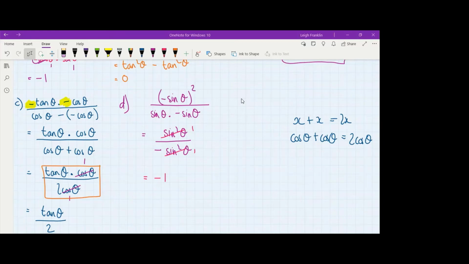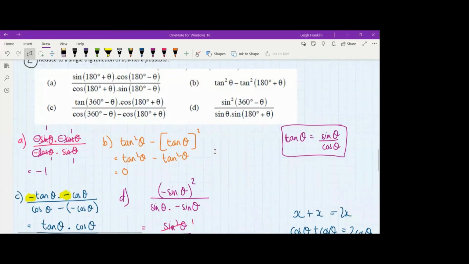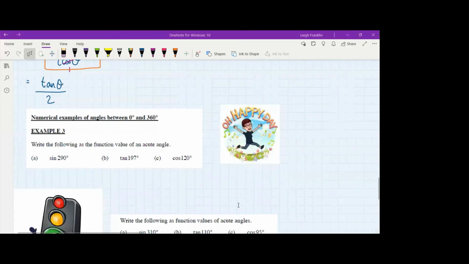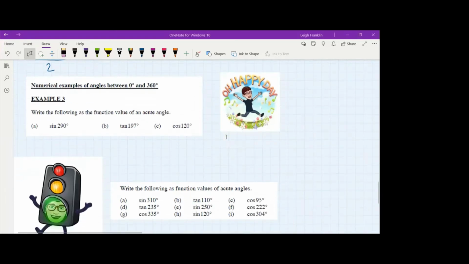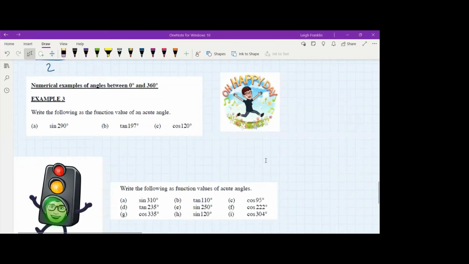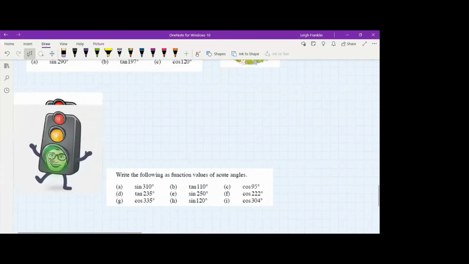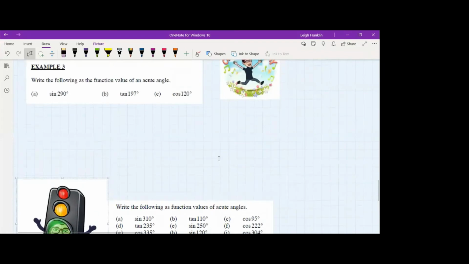Okay, nice. All right, so unfortunately, the time always goes by way too fast, doesn't it? We've only got 3 minutes left, but I just quickly wanted to show you what happens, not just in terms of 180 plus theta, 180 minus theta, but that we can actually apply this to numerical examples as well. Let's have a quick look at that before our time is up.